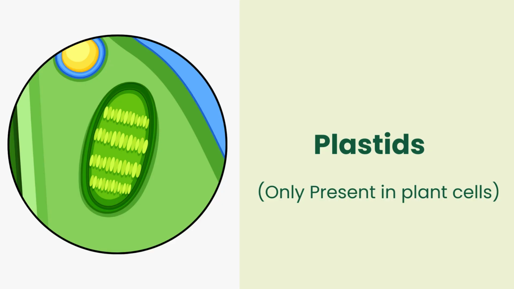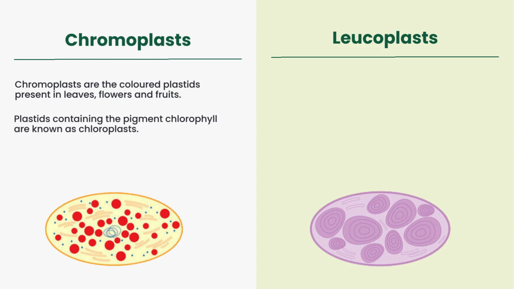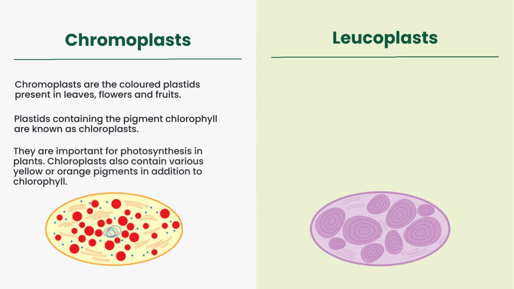Plastids. Plastids are present only in plant cells. There are two types of plastids, chromoplasts and leucoplasts. Chromoplasts are the colored plastids present in leaves, flowers and fruits. Plastids containing the pigment chlorophyll are known as chloroplasts. They are important for photosynthesis in plants. Chloroplasts also contain various yellow or orange pigments in addition to chlorophyll.